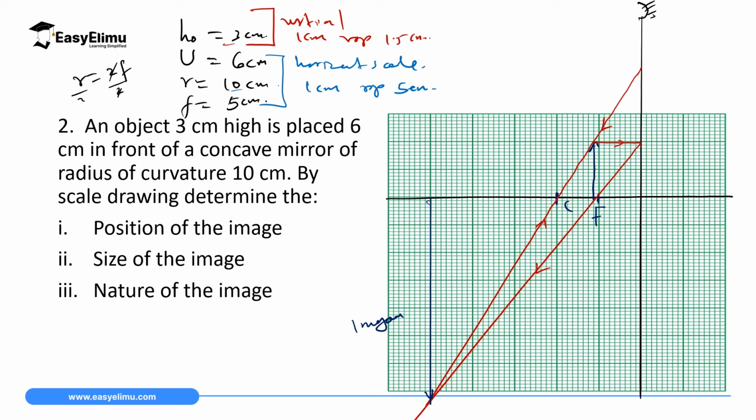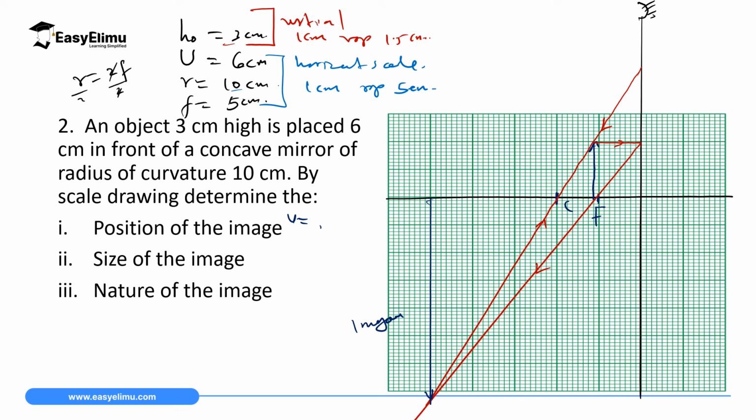Then now we can handle the first question, determine the position of the image which is formed. So they want us to find the distance of the image, that is V. So they want us to find V. In this case, we measure the distance from the mirror to the image. Like in this case, this is 1 centimeter, 2 centimeter, 3 centimeter, 4 centimeter, 5 centimeter. So the distance of the image from the mirror is 5 centimeter.